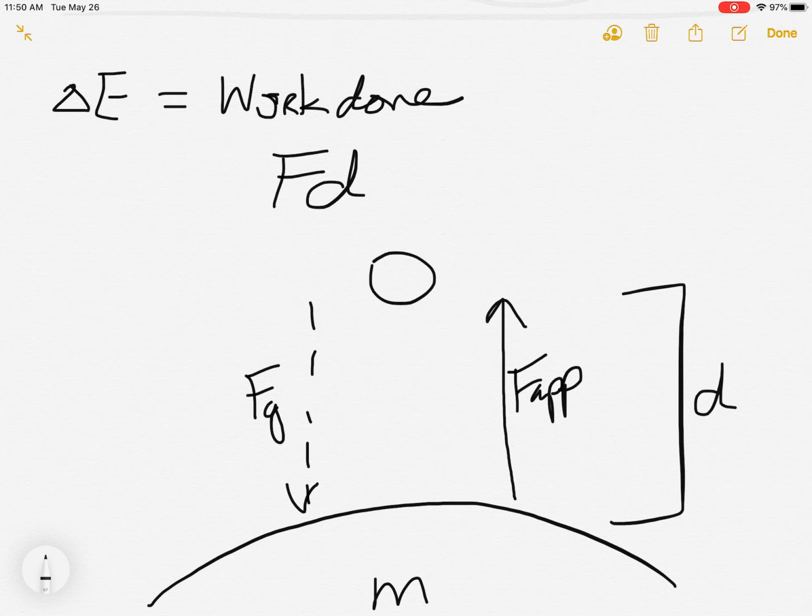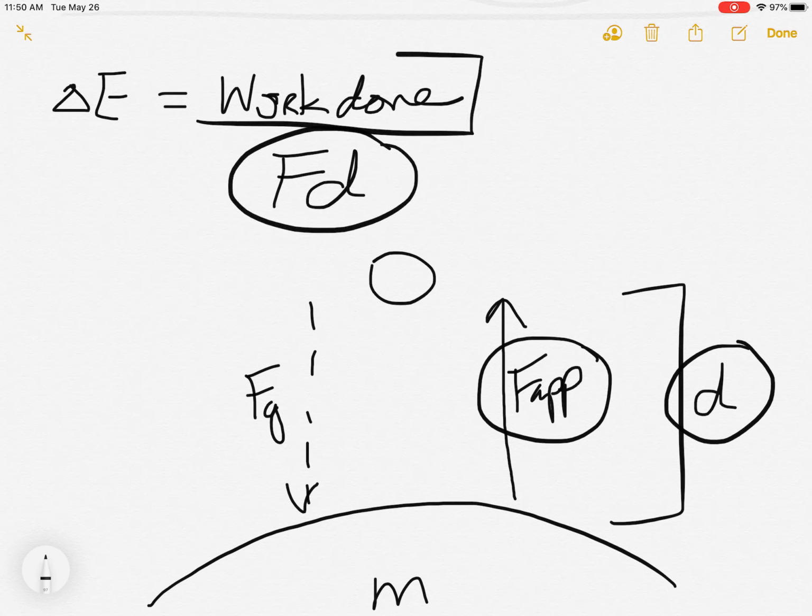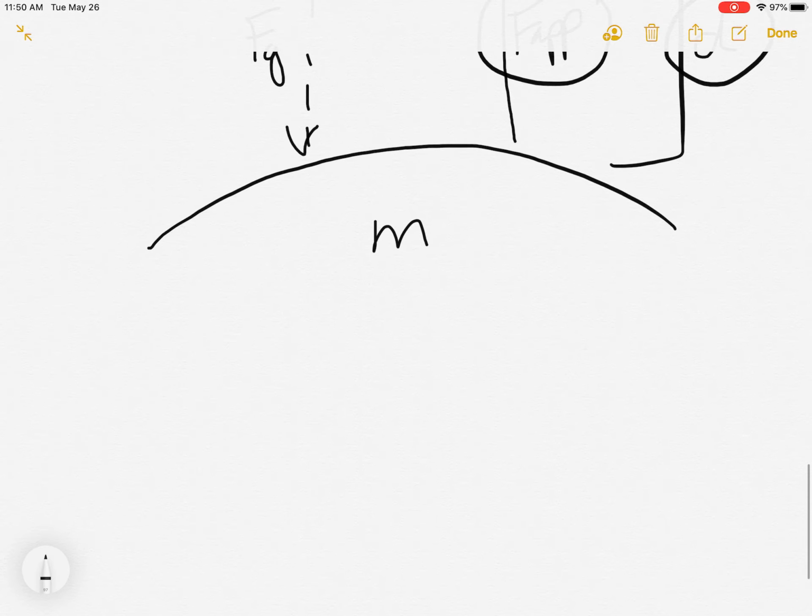Well, because we're moving this a certain distance, what we're essentially doing is applying a force through a distance right here. In other words, we're doing work when we lift something up. And why are we doing work? Because we are changing its position in the field. And when we change its position in the field, we are changing what's called its gravitational energy.